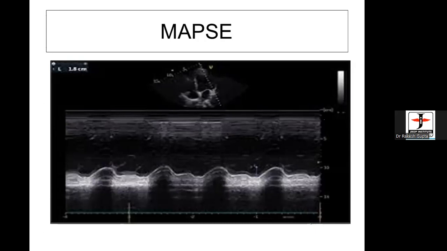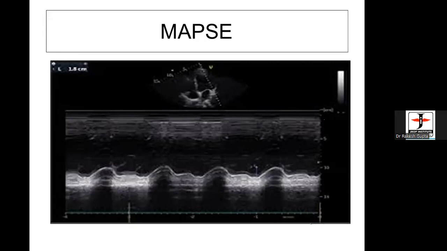As she was explaining, in MAPSE the apex is fixed. The base moves towards the apex with every systolic contraction. So this is the annulus movement towards the apex with every systolic contraction, whether it's medial or lateral. That is in 4-chamber view, 2-chamber view, anterior and inferior, and in 3-chamber view, posterior annulus. It is not a quantitative measurement. It is just a measurement for LV contraction. No, it's a quantitative measurement. It gives you a rough idea how much my LV systolic contraction is happening.